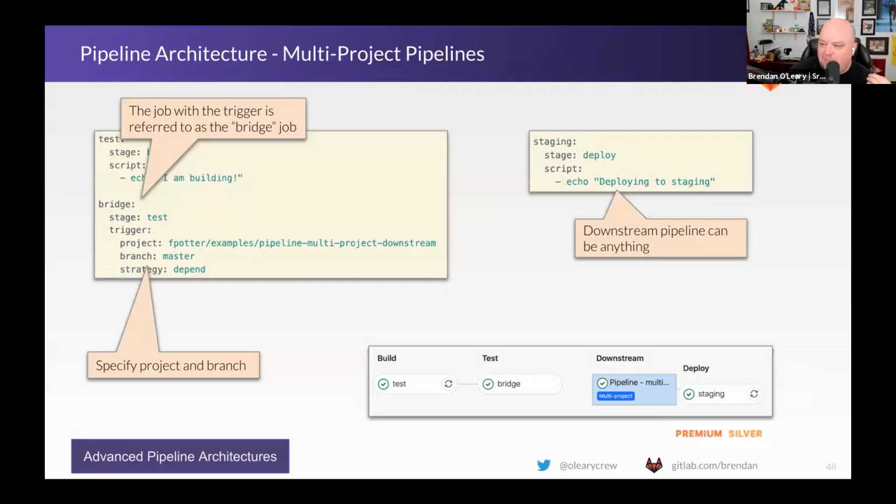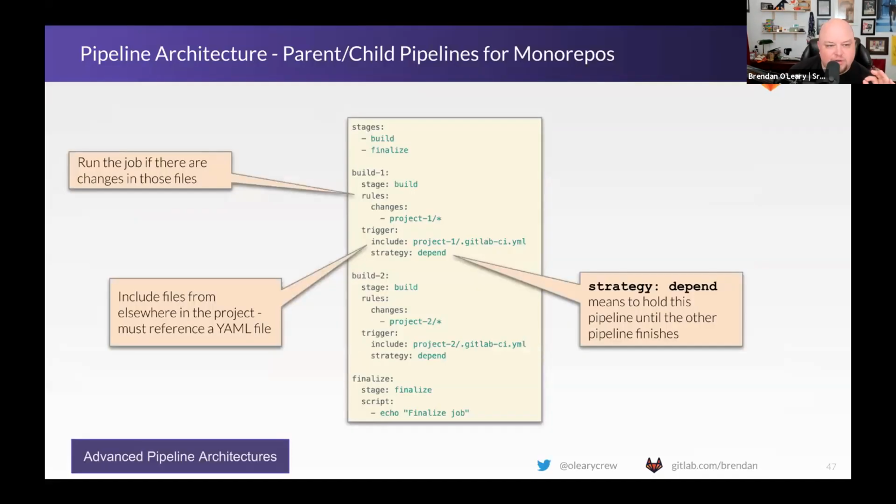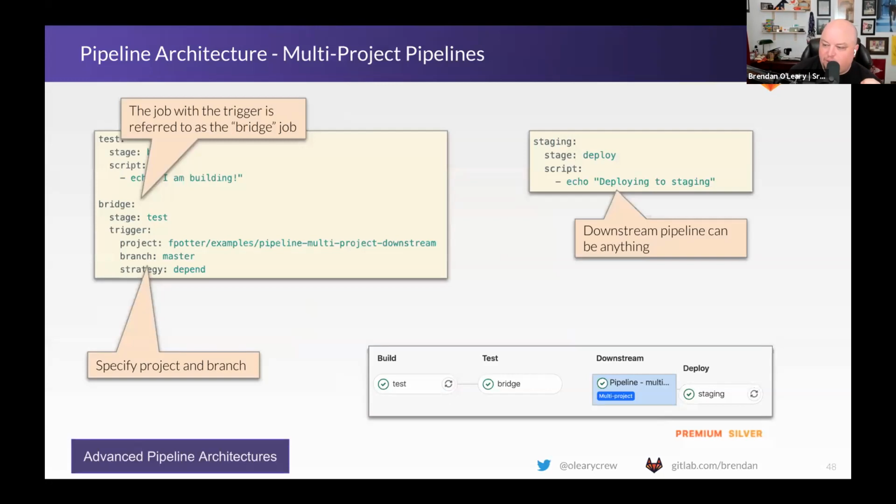That would make that parent-child pipeline relationship exist in the single repository, but it can also exist in multiple projects by saying, when this is done, trigger a new project's pipeline. So that's kind of the two ways that pipelines can cascade between projects, either in a monorepo or in separate repos.